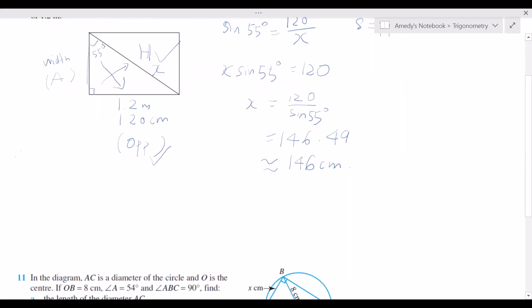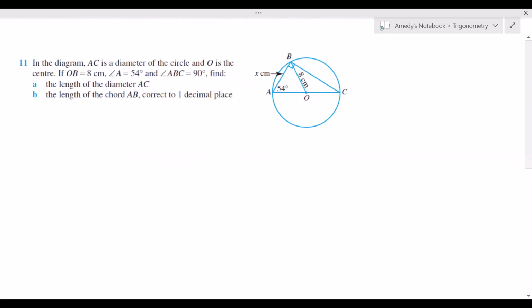Now let's move on to the second question. Here, pause the video and continue when you're ready. All right, I assume you have read the question. Number one, oh, this one has a diagram provided. Thank you. So you don't have to draw it over again. The length of the diameter AC. In a circle question, you're able to identify where the radius is. OB is a radius. Do not forget, OC is a radius as well. OC, OA, they are all radii. Therefore, the diameter AC is simply twice the radius, 16.